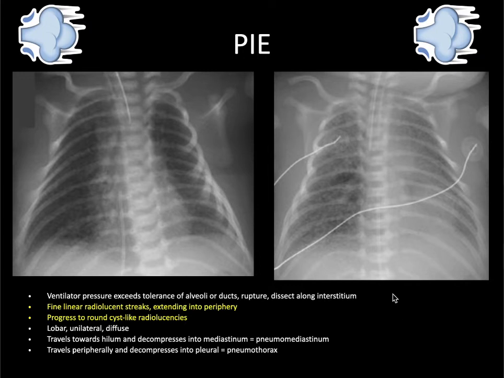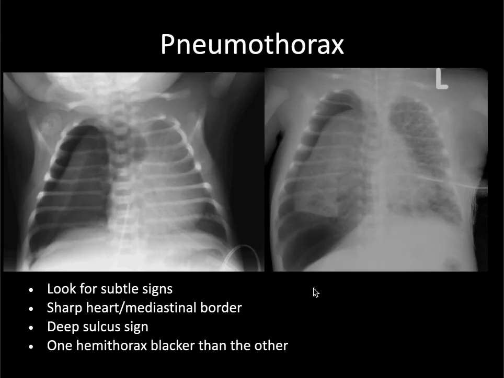Another example of pulmonary interstitial emphysema. You can see these fine linear lucencies throughout the lungs, seen here again. And we want to look for pneumothorax. They can be subtle, they're not always this obvious.